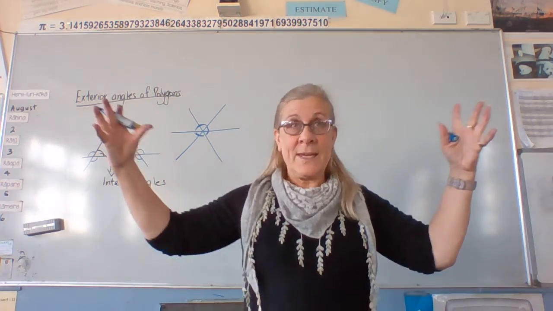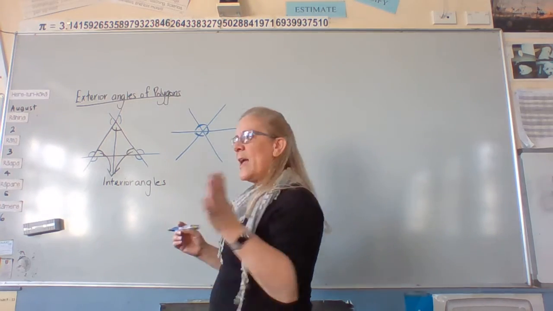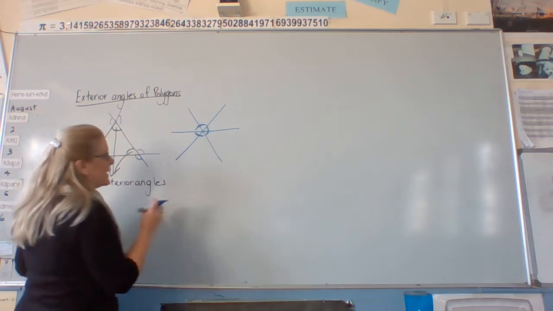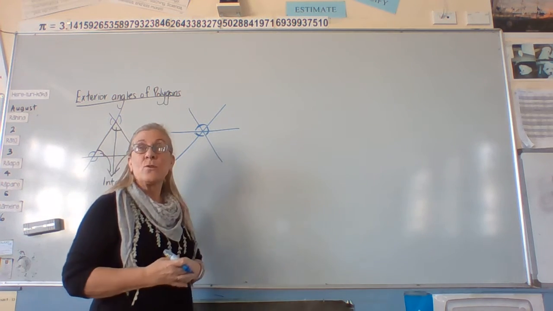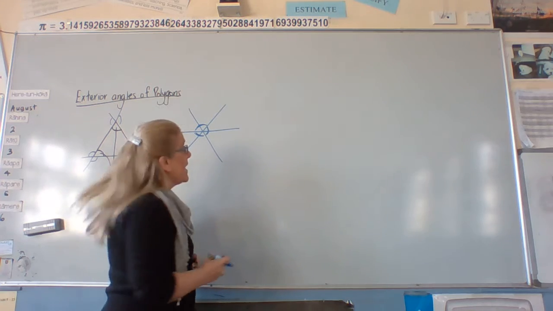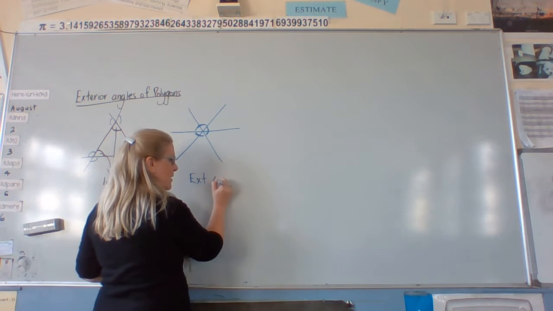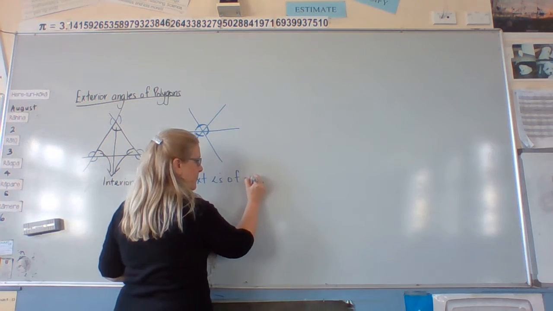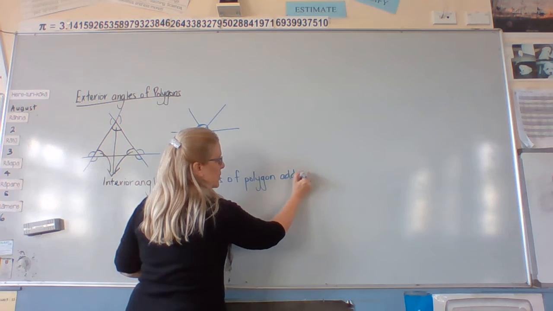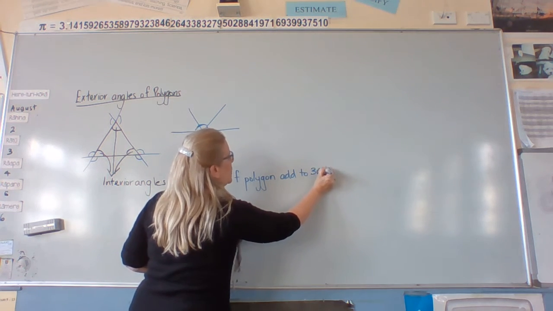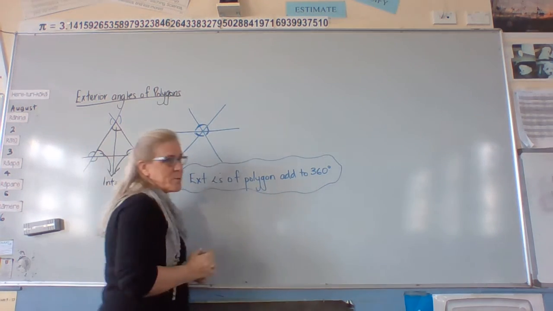Now, that is true for any shape. We can shrink it in, and the exterior angles, so actually we're only interested in one exterior angle for each one, not both. The exterior angle sum is always 360. So exterior angles of a polygon add to 360. No matter what shape we've got, we can have as many sides as we like. That will be true.